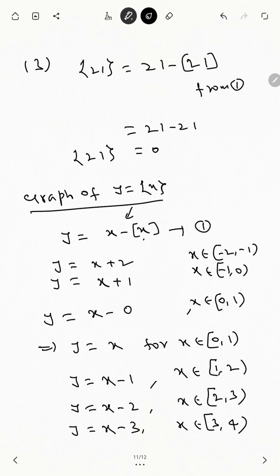Is it clear? So we are getting y is equal to x, y equal to x minus 1, y equal to x minus 2. Again y is equal to x plus 2 in respective intervals. So all of these are parallel lines. So let me draw.